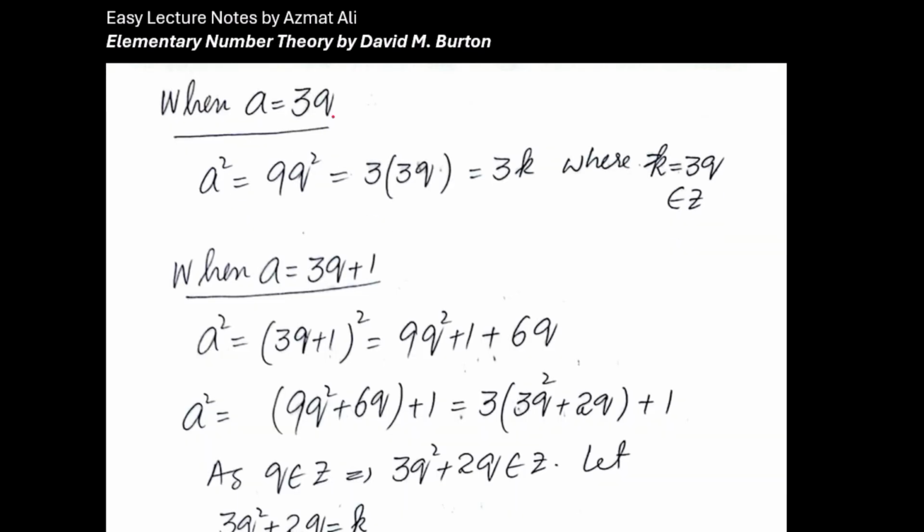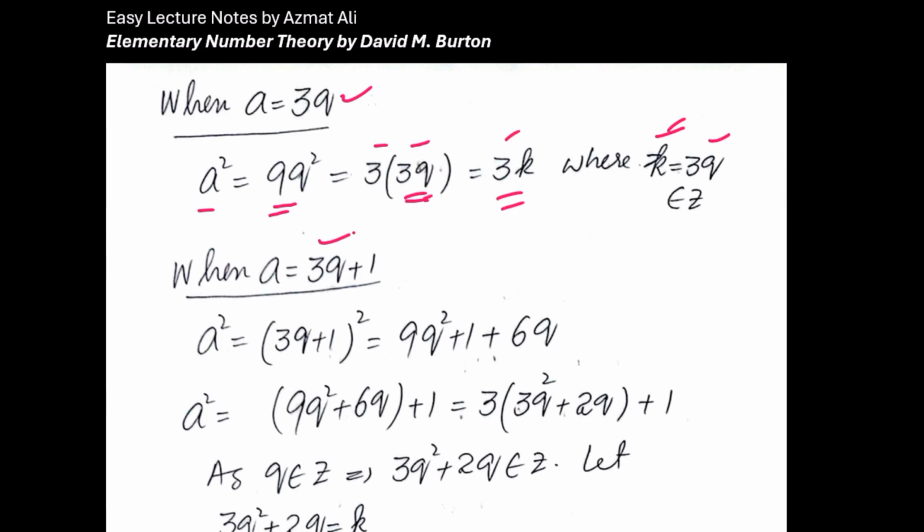Okay. My first case is when a is equal to 3q. Taking the square, we have a square equal to 9q square. That can be written as 3 into 3q square. As q is an integer, so 3q square is also an integer, so we replace 3q square with k. So this becomes 3k. This shows that a square has the form 3k.